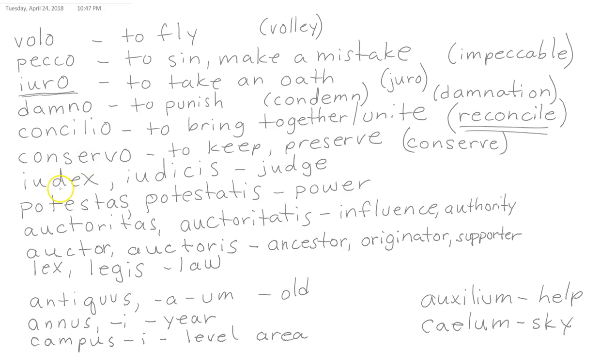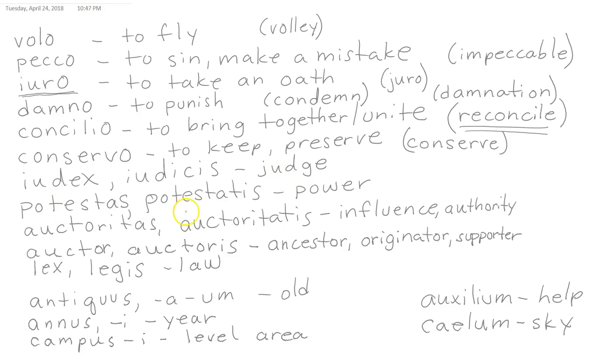Judex, iudicis, which we saw that I becomes a J in the Middle Ages. So it's like a judex, but it's still U. So we get judge. This is judex, iudicis, judge. It'd be hard to memorize.